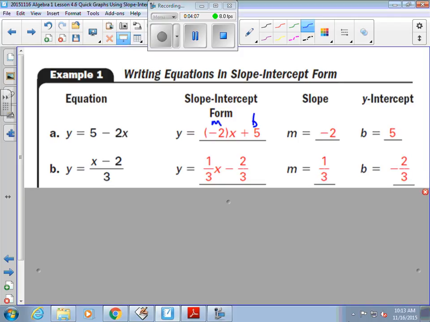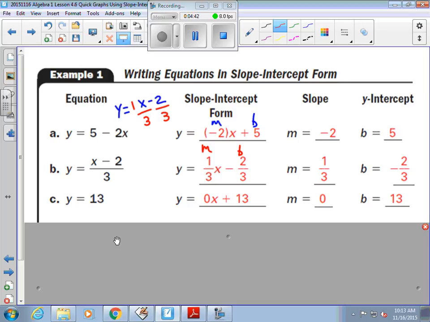Y is equal to x minus 2 over 3. Both terms get divided by 3. So if it looks like this, y equals x minus 2, you're going to divide this by 3 and this by 3. So that's 1/3 x minus 2/3. So y is equal to mx plus b. Your m is 1/3. Your b is negative. Remember, the sign goes with it, 2/3.